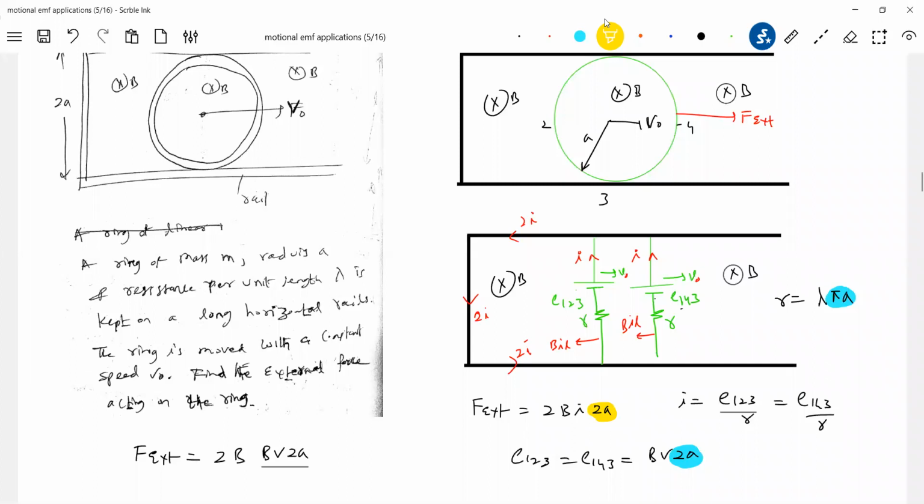What is the value of I? BV by 2A. Lambda is lambda by pi A into this 2A. This is what I.